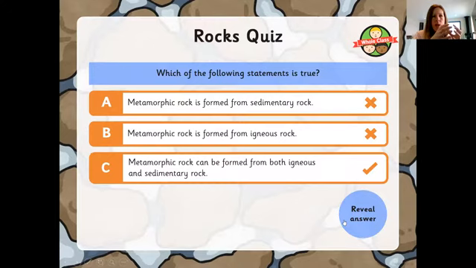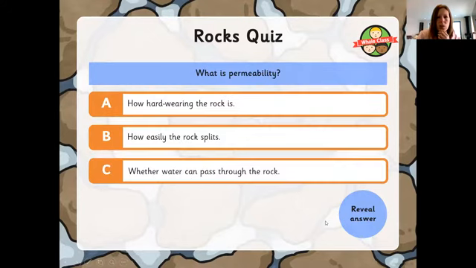Remember, we talked about the changes that those sedimentary and igneous rocks can go under, whether it's a great deal of pressure pushing down on it or whether it's heat, but there's some kind of change that happens to the igneous and sedimentary rock to change it into a metamorphic rock. Okay, well done if you remembered all of those different answers there. Okay, it's quite a lot.